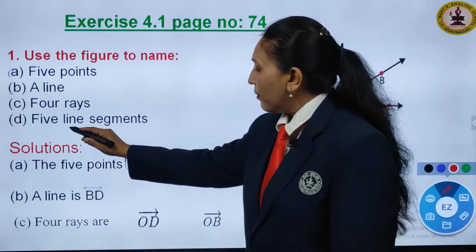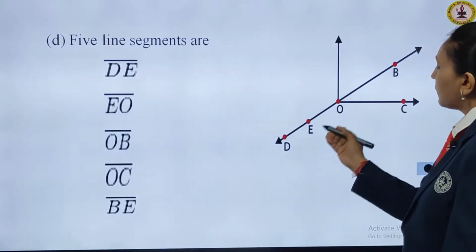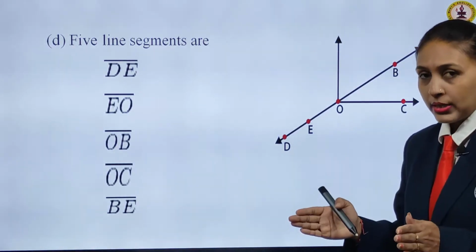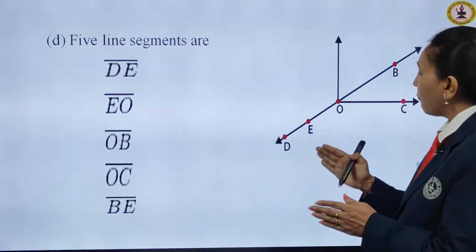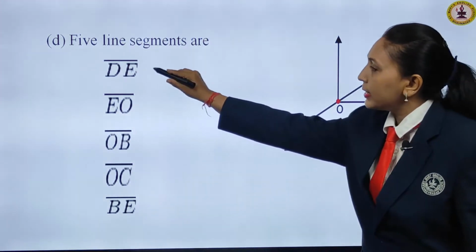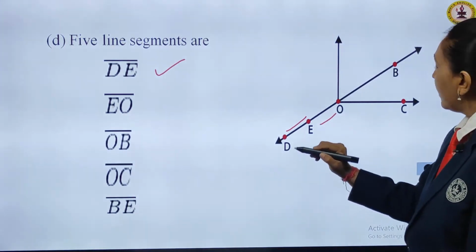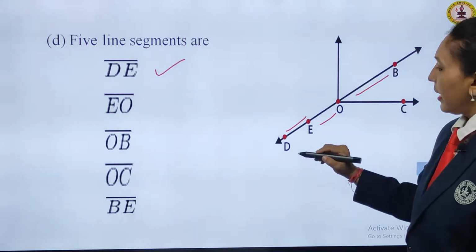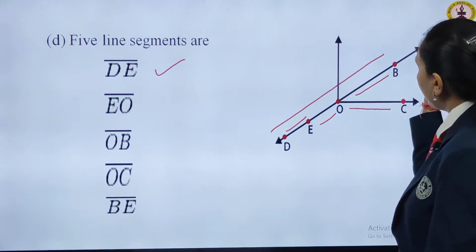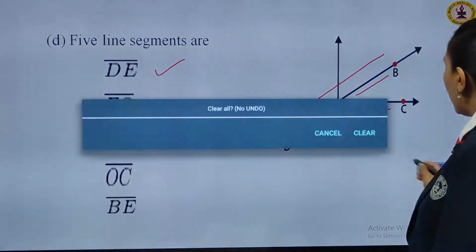Now what is next? 5 line segments, children. Which are the 5 line segments on the basis of this given figure? A line segment means it has 2 end points. We have learned that a line segment is a part of a line. That means you can say this part is a line segment, that is DE. Then EO or OE you can take as the second line segment. Another you can take as OB. Yes, you can take it as OC. Again you can take DE, DB or EB, whatever. So we found the 5 line segments from the given figure.